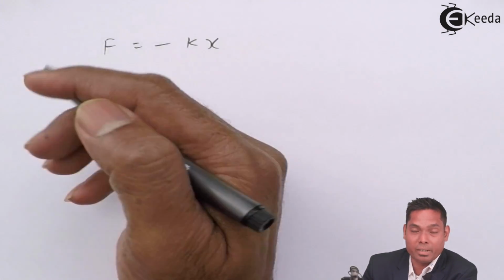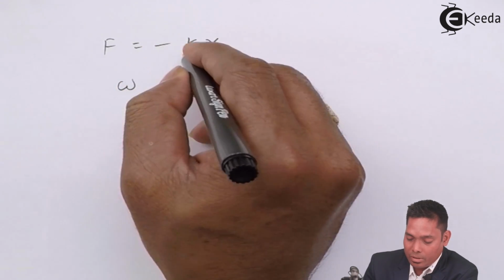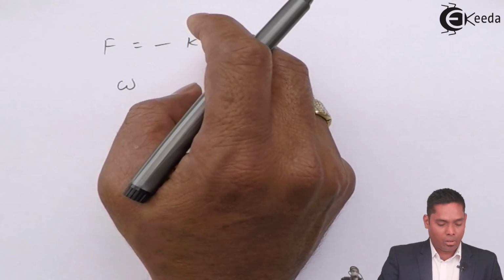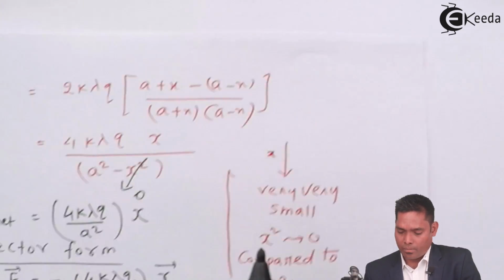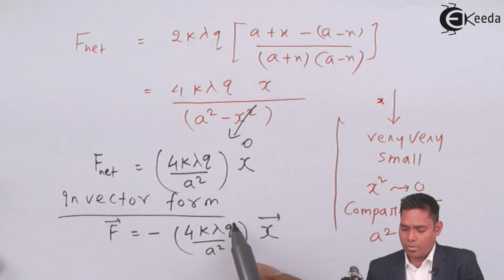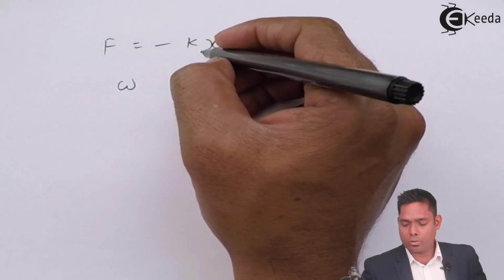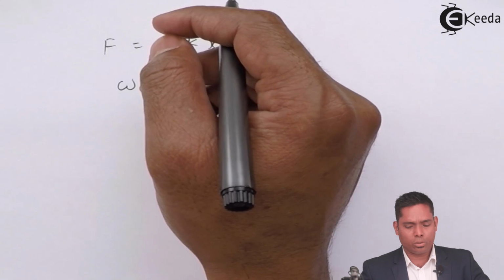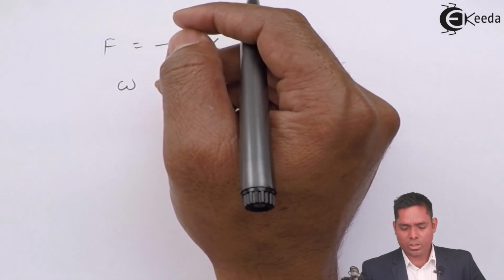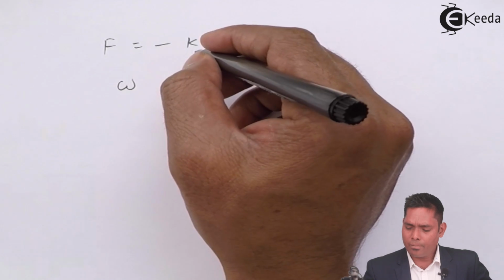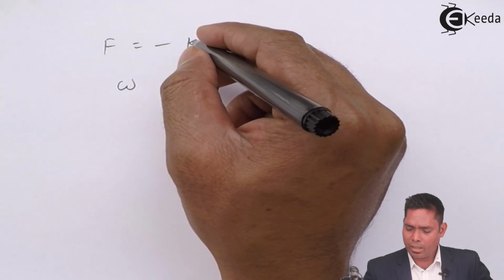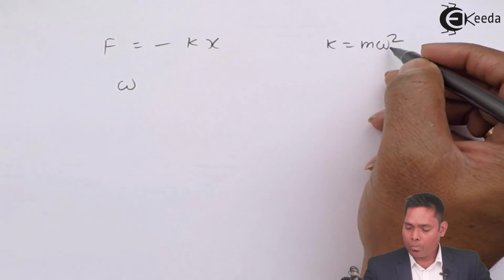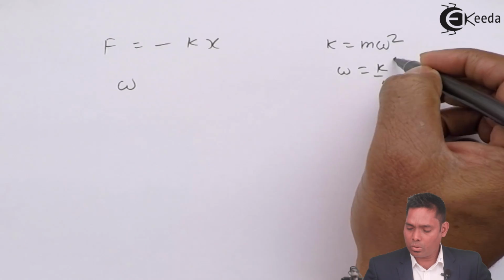You can also find omega by comparing. If we compare, this will be your k, the force constant. So you can find omega and all, but the question is not about finding omega or the time period of oscillation. That also you can find by comparing this. This is your k, and k is m omega square, so omega will be the root of k by m.